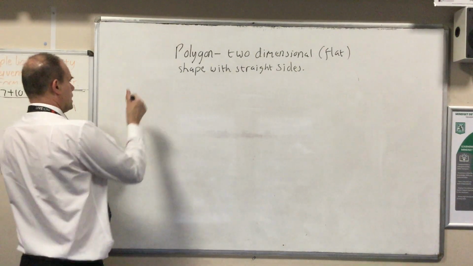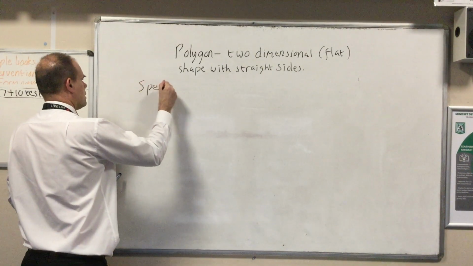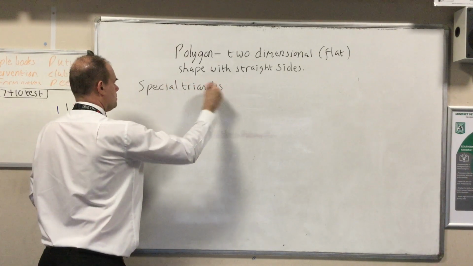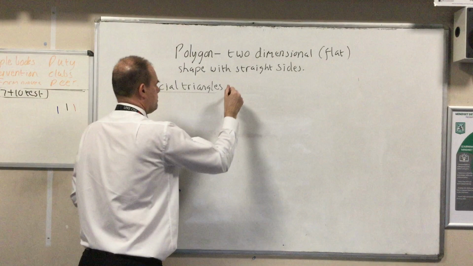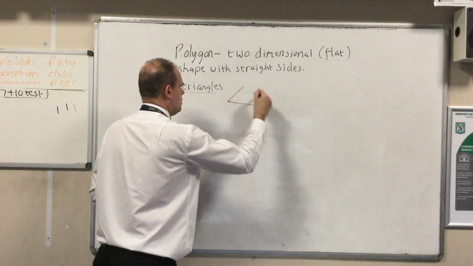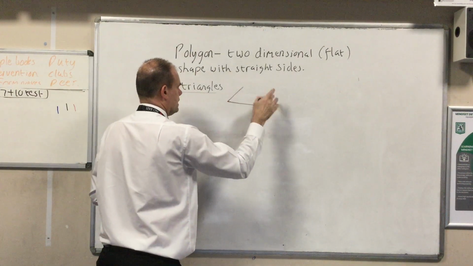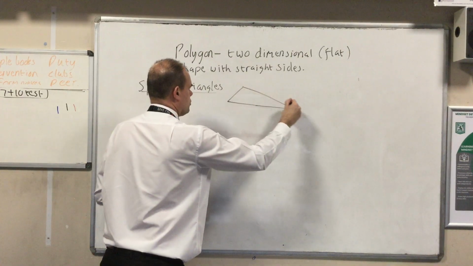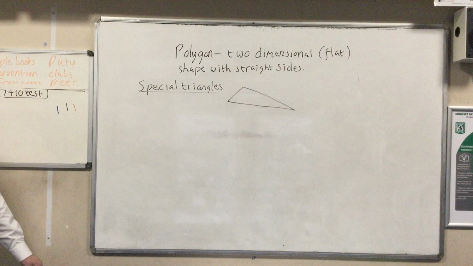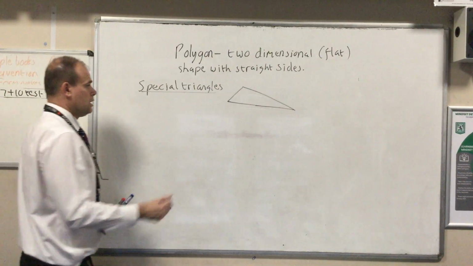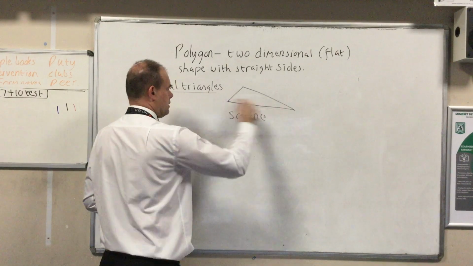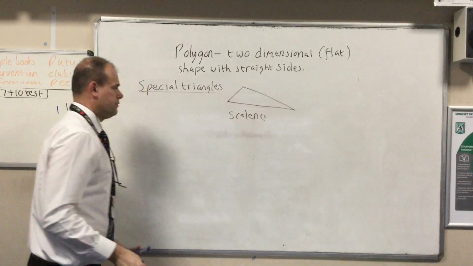Okay, special triangles. Let's look at those. The most common triangle we've got is one I'm trying to draw here the best I can. Let's make it a bit longer than that. I'm trying to draw all the sides being different. Straight sides, it's a polygon, it's a triangle, and we call that scalene. That means all the sides are different lengths, all the angles inside are different as well.